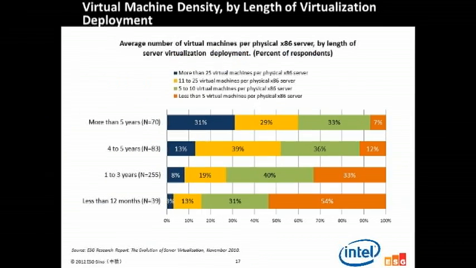The blue color of this chart represents a VM density of more than 25, or one physical server supporting more than 25 virtual machines. The correlation between years of server virtualization deployment and a VM density of more than 25 tells us the VM density is increasing year over year.